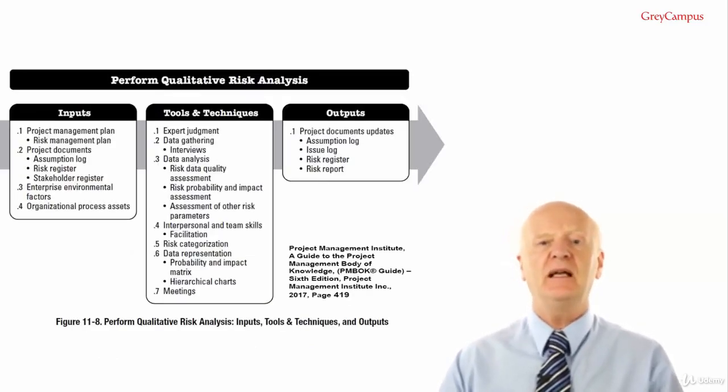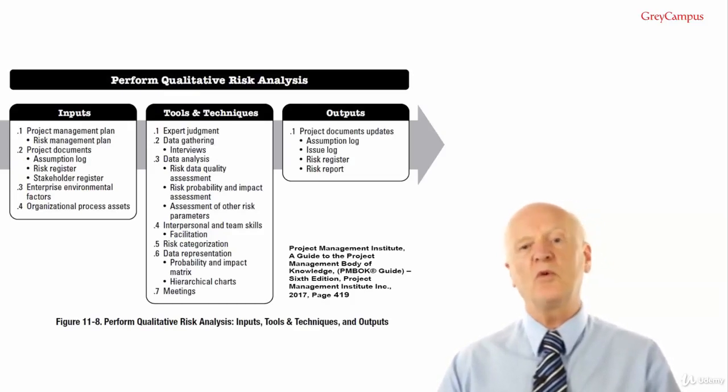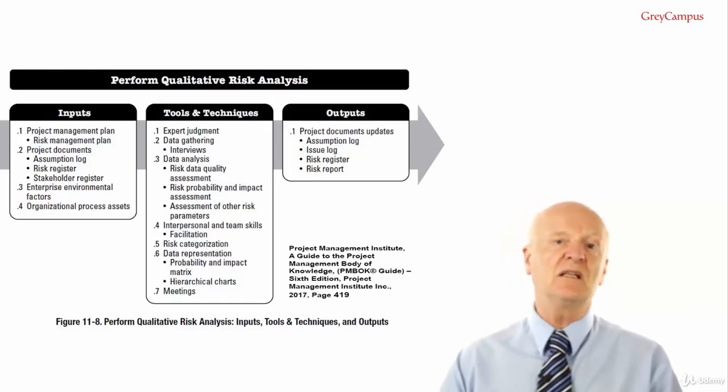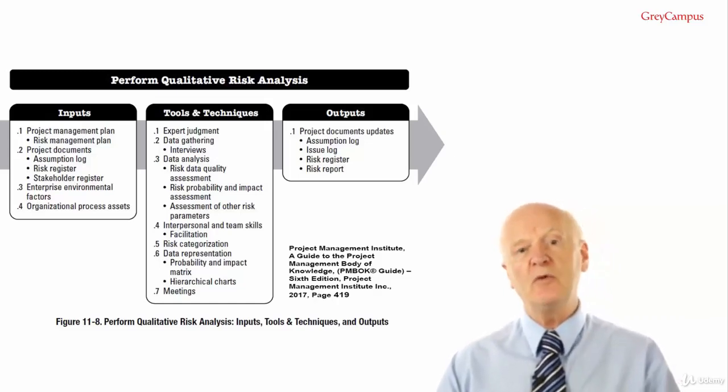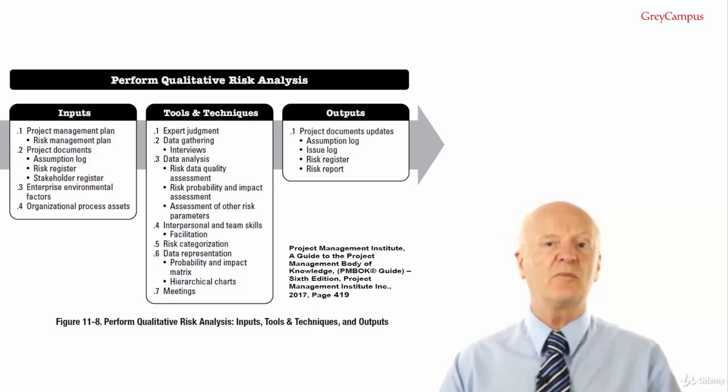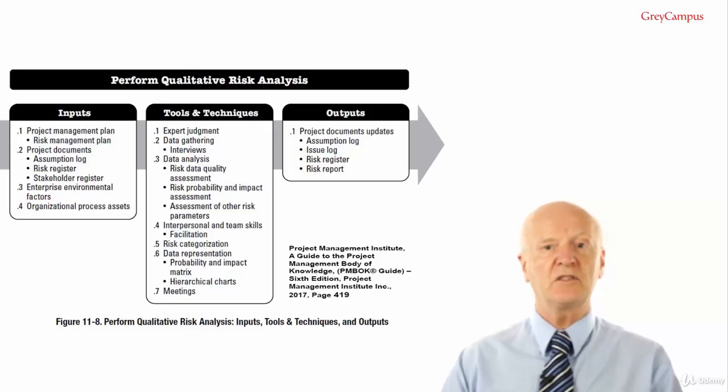Perform qualitative risk analysis outputs. Number 1, project documents updated. Assumption log. During the perform qualitative risk analysis process, new assumptions may be made, constraints may be identified, and existing assumptions or constraints may be revisited and changed. The assumption log should be updated with this new information. Issue log, similar sort of thing here. It's updated to capture new issues uncovered or changes to currently logged issues.